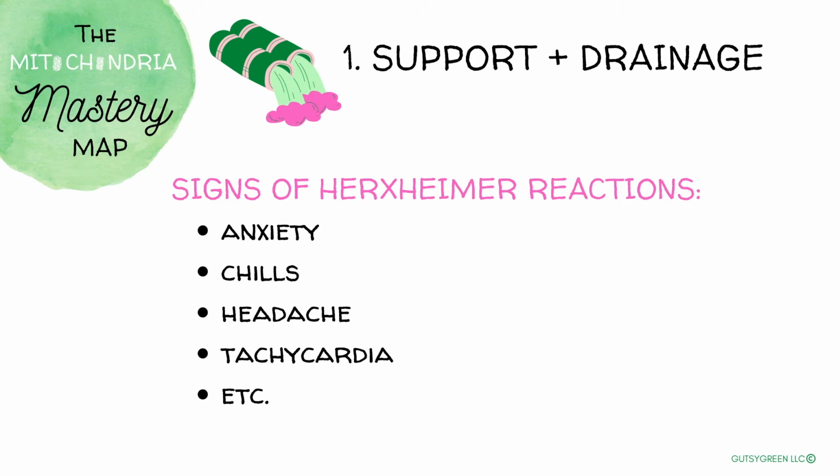So these are what we refer to as Herxheimer reactions, and they can include symptoms like anxiety, chills, headache, and tachycardia, among many other symptoms. And this happens as bacteria, fungus, parasites, viruses, and other pathogens are killed off, or as toxins recirculate in the bloodstream. So when pathogens die, they release endotoxins into the tissue and blood. And if the body can't keep up with the influx of die-off toxins, then Herxheimer reactions can definitely occur. So this is why we focus on supporting our drainage pathways first and foremost to avoid this eventuality.